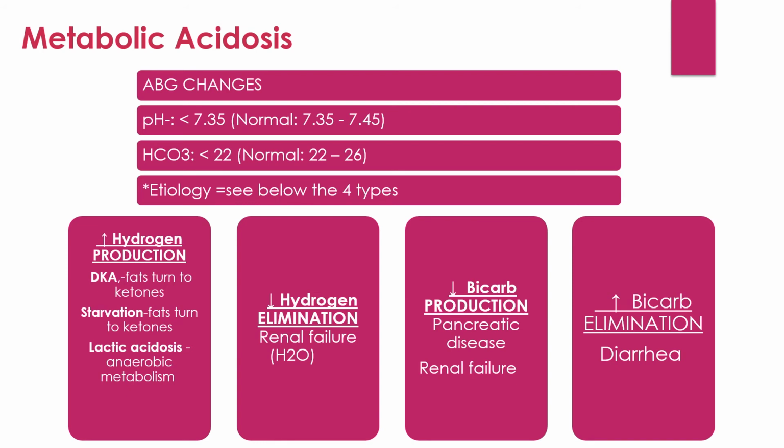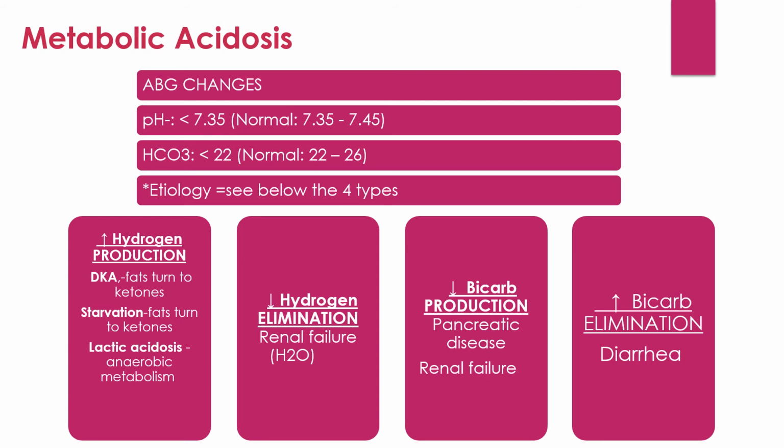Metabolic acidosis, you're going to have ABG changes such as pH less than 7.35. Your bicarb is going to be less than 22. And this can be caused by 4 different manners.